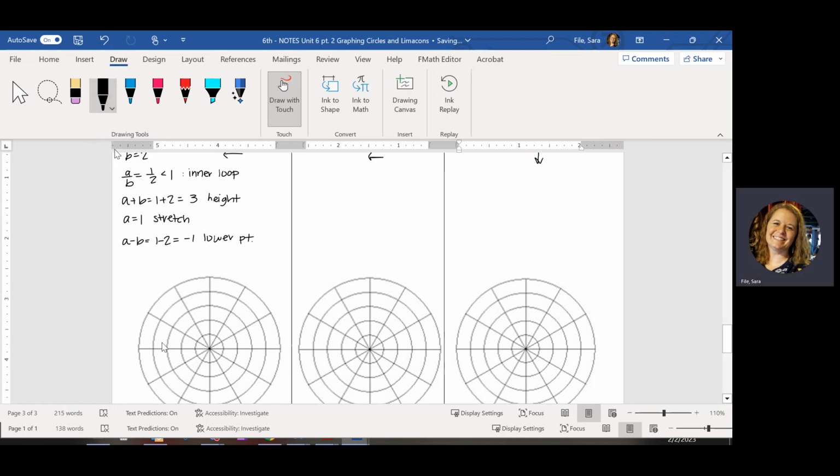So to the left, my height is at 3. 1, 2, 3. My stretch along the opposite axis is 1, so up 1 and down 1. And the lower point's at -1. So that means I go in the same direction I went for the height, so that's to the left 1. So those are the 4 points I can use to draw my limacon with an inner loop.